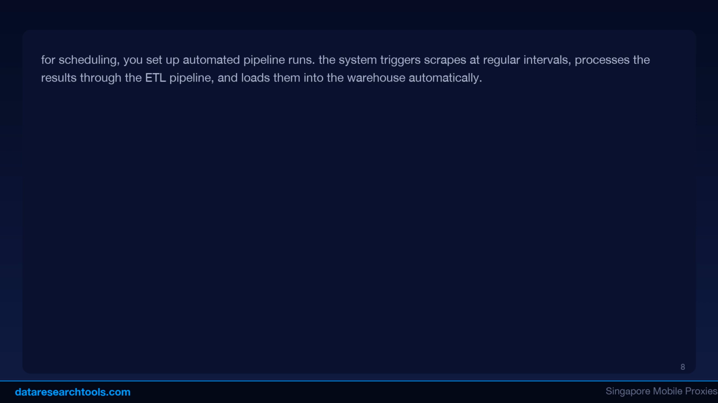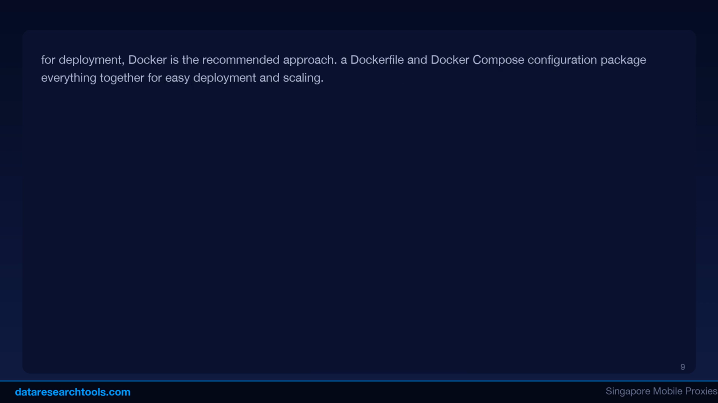For the data model, you want to design around your analysis needs. A common approach uses a star schema with fact tables containing your scraped data points like prices, listings, or content, and dimension tables containing the context like product categories, geographic regions, or time periods.